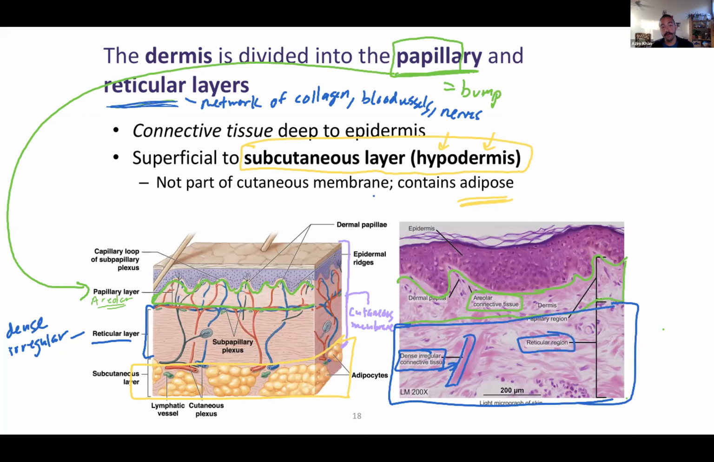Deeper to this, if we keep going down, we would find adipose. But the reticular layer is much bigger. Papillary layer is narrow, thin. Reticular layer can be very big and extends down, and then we find the subcutaneous adipose.